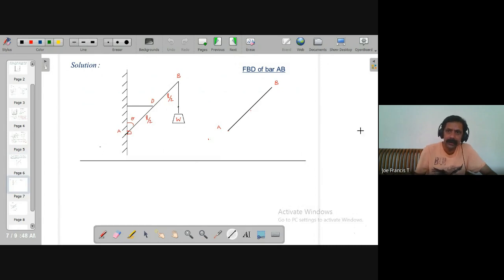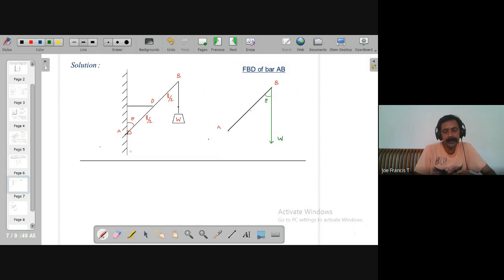So you have a weight W acting here vertically downward. Since this angle is theta here, this angle here will definitely be theta. So this is the action.